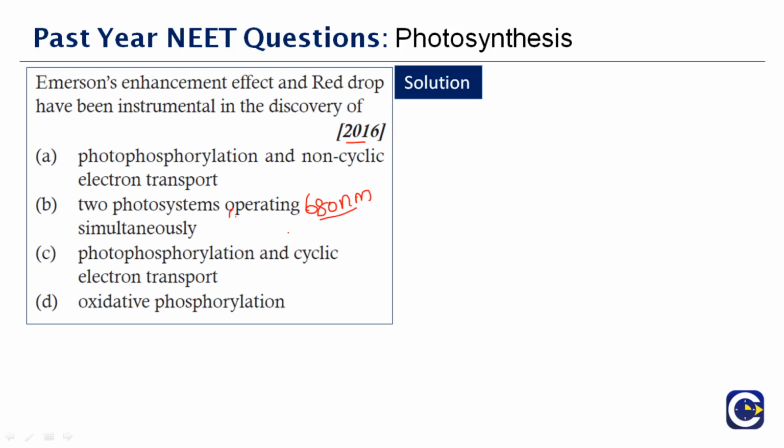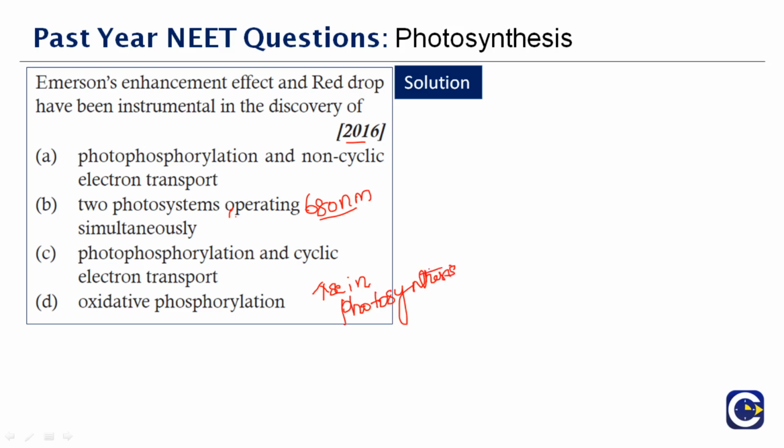When simultaneously exposed to light of both wavelengths, the rate of photosynthesis is far higher than the sum of the red light and far red light photosynthesis rates. So what is this red drop? Red drop occurs because of the decrease in the quantum yield. Quantum yield is the number of oxygen molecules released per light quanta absorbed. So the Emerson effect is related to the increase in photosynthesis.